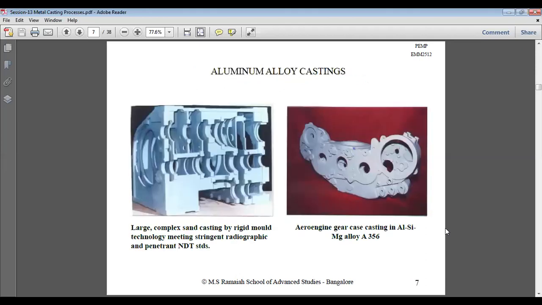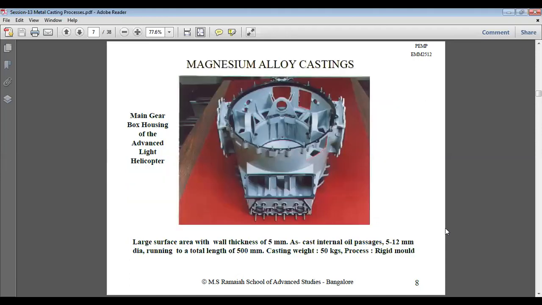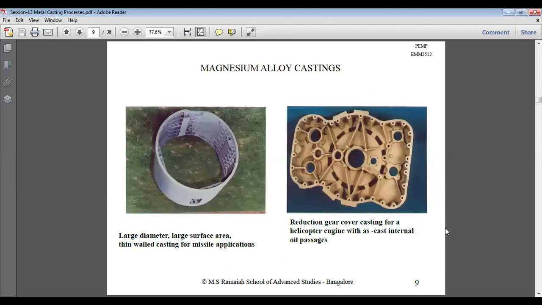You can see aluminum alloy casting. We are showing you a few castings. These are some parts of automobiles. We are having cylinders, engines, arrangements, and then aero engine gear case, aluminum, silicon, magnesium alloy made up of castings. So this is magnesium alloy casting. This is also an automobile part, main gear housing box, and this is also made by magnesium alloy casting. Then we are having another magnesium alloy casting. Then we are having different parts of automobiles.